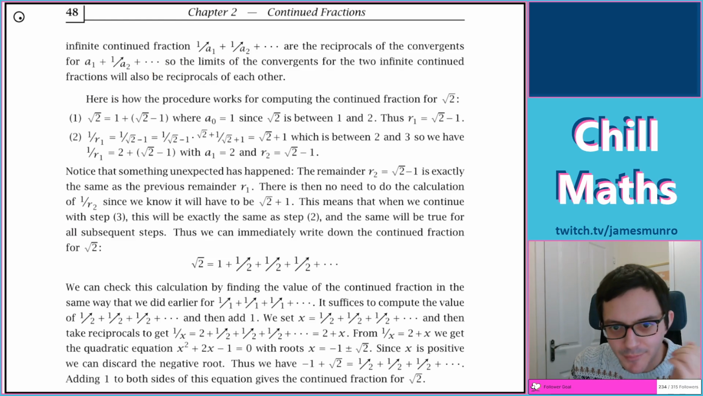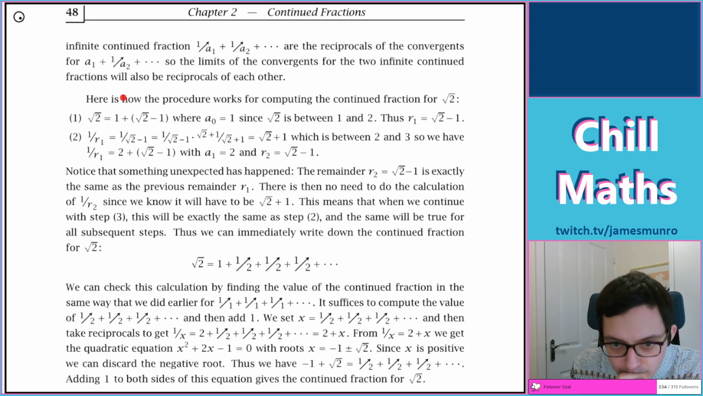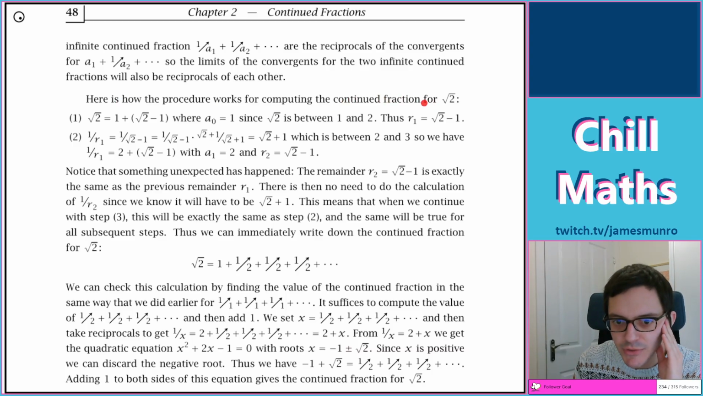Okay, fine. If in doubt, go from the left. Think about limits of sequences. Check that it works for those. Here, the procedure works for root 2. Okay, good.